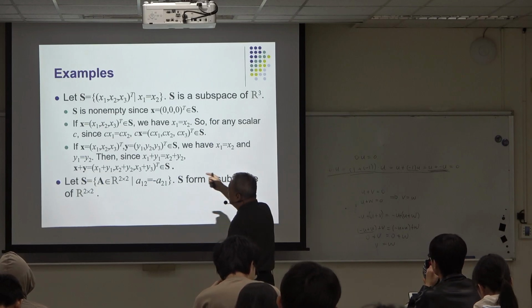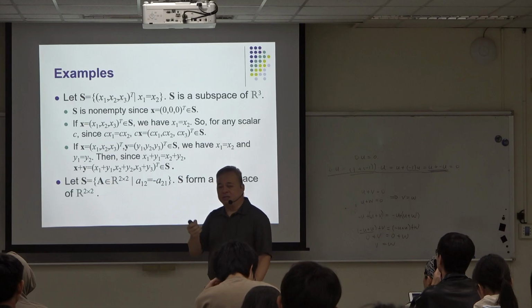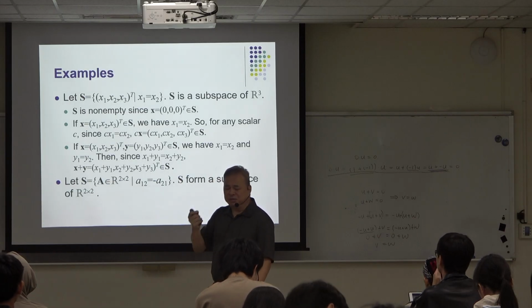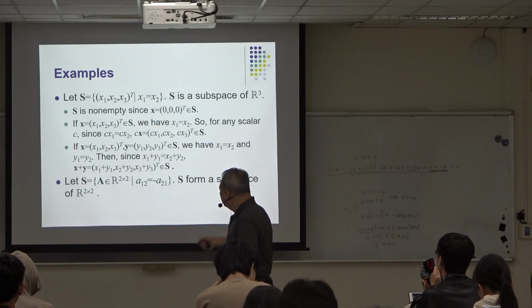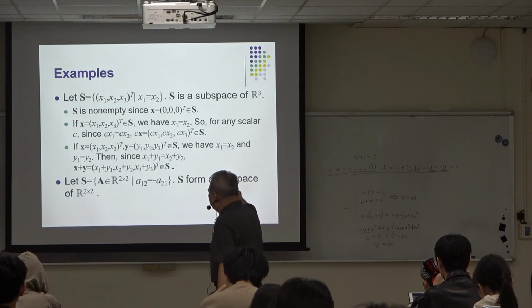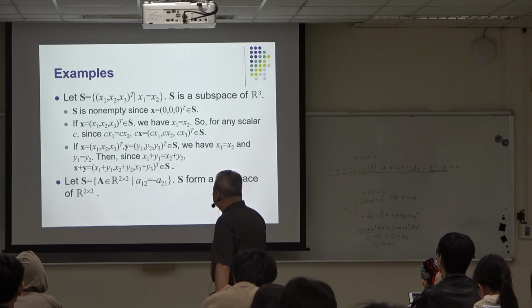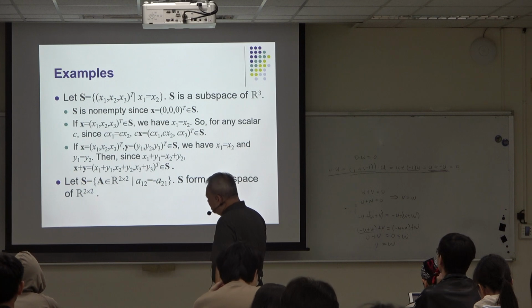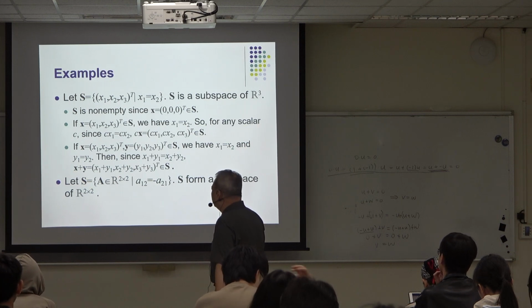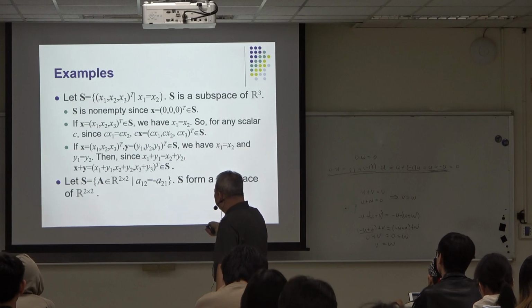So first, S is not empty. This is something you have to verify when you check if something is a subspace, because after all, a subspace has to be non-empty, right? One thing very simple is that you can check easily that the zero vector (0, 0, 0) is in S. So S is non-empty.